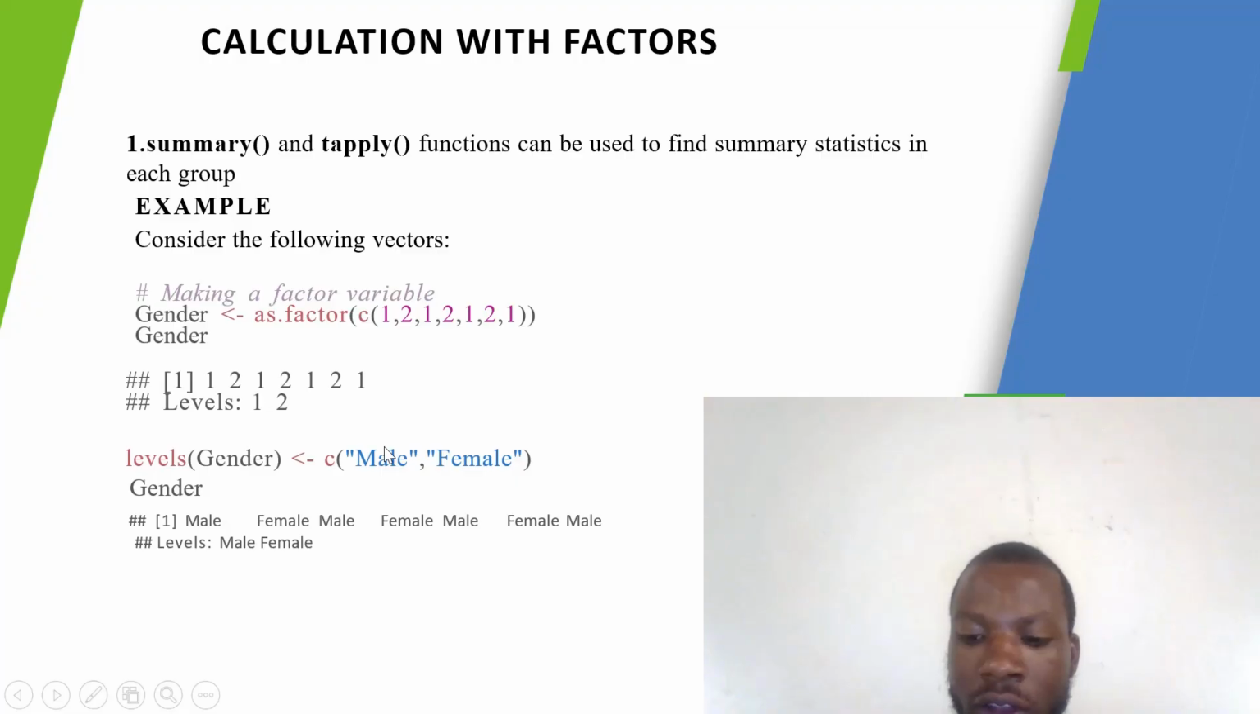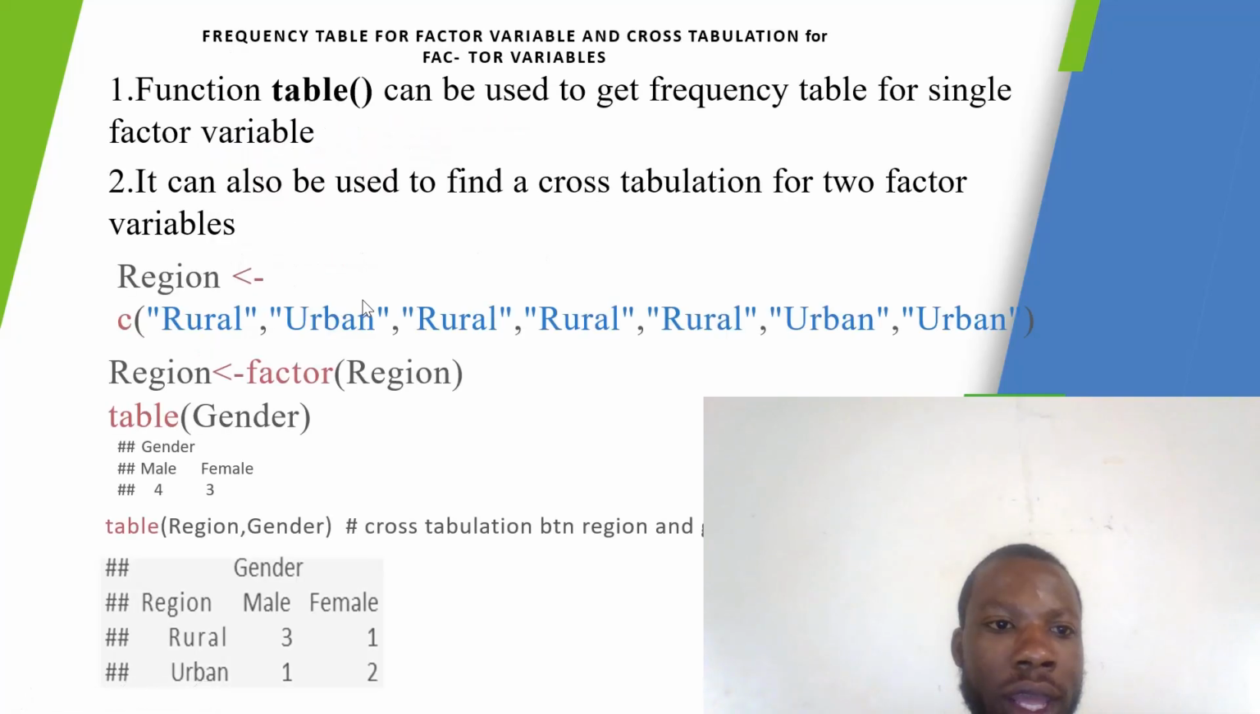You see, we have done it on this side here. And this is also as.factor. I think that's what we have done here. So if I say table and then I put the name of the variable, I'm going to get male: we have 4 males and 3 females. That is the frequency table.